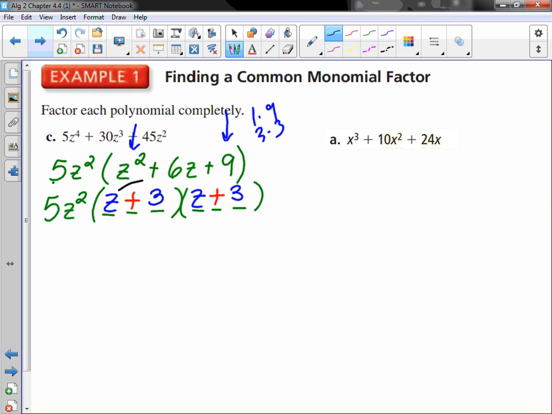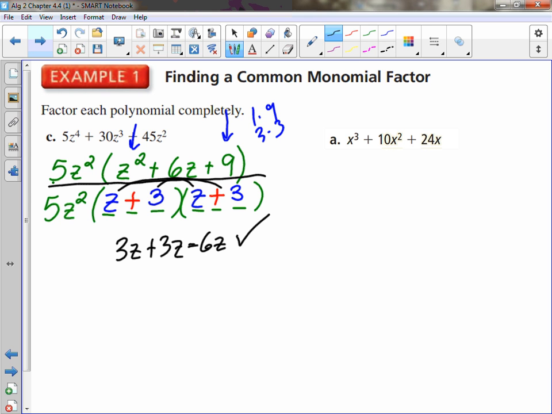And if we check it, z times 3 is 3z. 3 times z is plus 3z, which gives us 6z. Is that what we wanted? So that is factored.